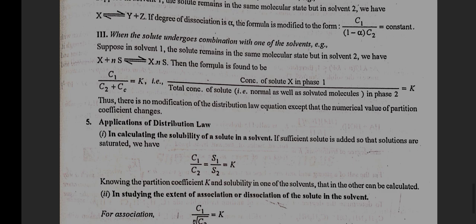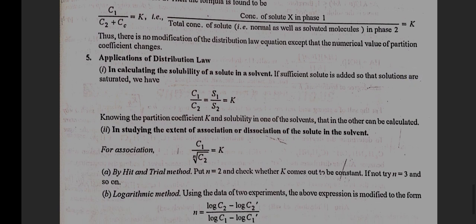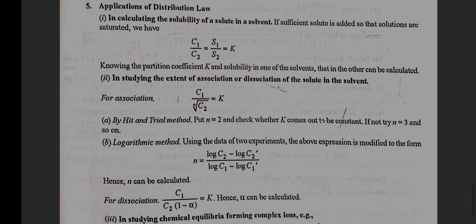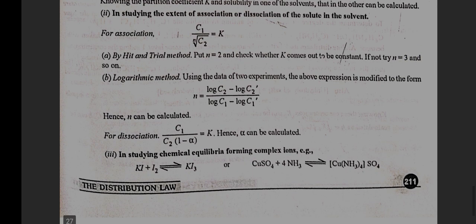Fifth, application of distribution law. First, in calculating the solubility of a solute in a solvent, if sufficient solute is added so that solutions are saturated, we have C1 by C2 is equal to S1 by S2 is equal to K. Knowing the partition coefficient K and solubility in one of the solvents, that in the other can be calculated. Second, in studying the extent of association or dissociation of the solute in the solvent. For association, C1 divided by nth root of C2 is equal to K. First by iterative trial method, second by logarithmic method.